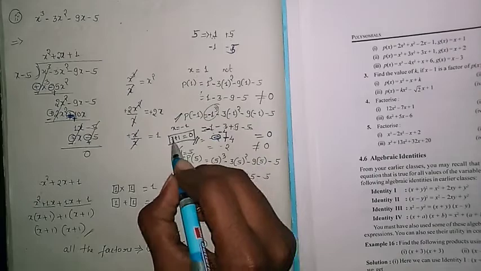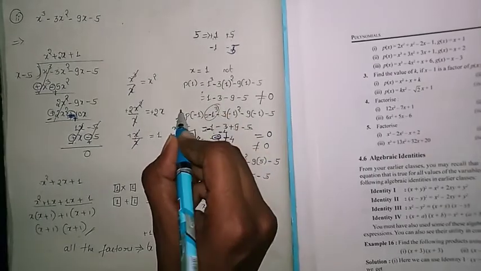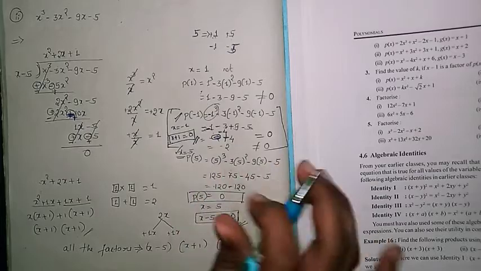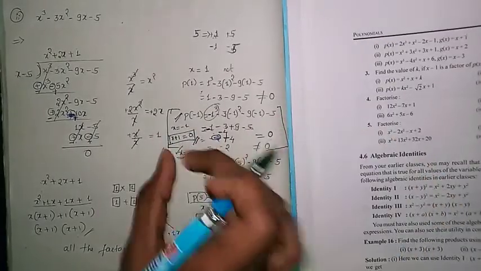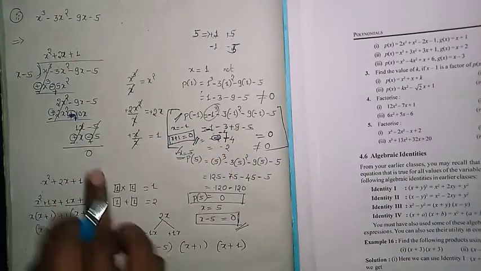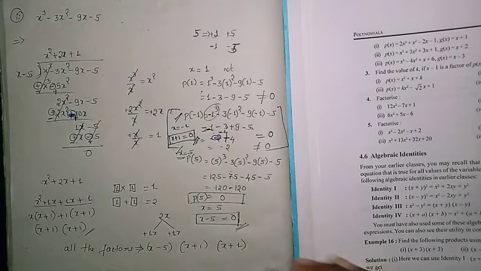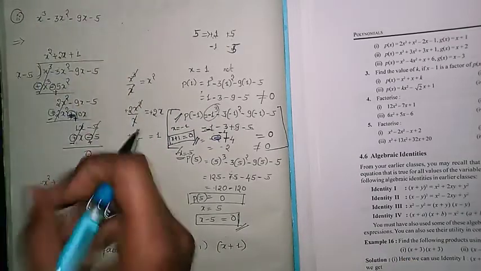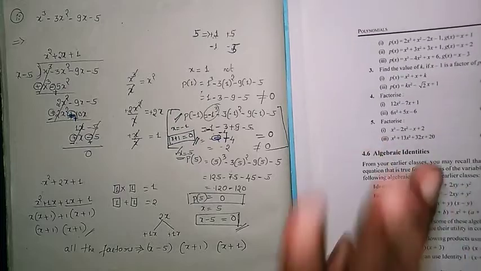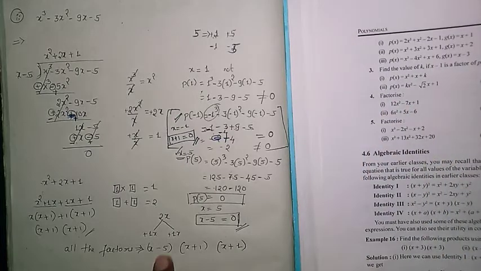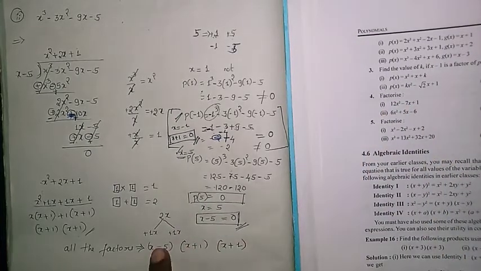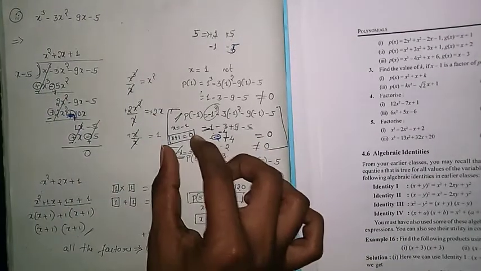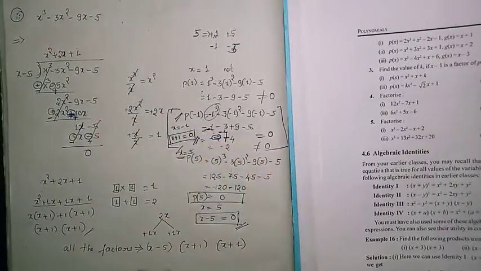Just write here x plus 1 equal to 0 may be the factor, otherwise just put it in a bracket like this. This is okay. When you solve by taking x plus 1 as the factor, using the long division method, you will get the same answer, because this whole equation they have given always has the factors x plus 1 and x minus 5. If you divide this equation by x plus 1 also, you will get the same answer.